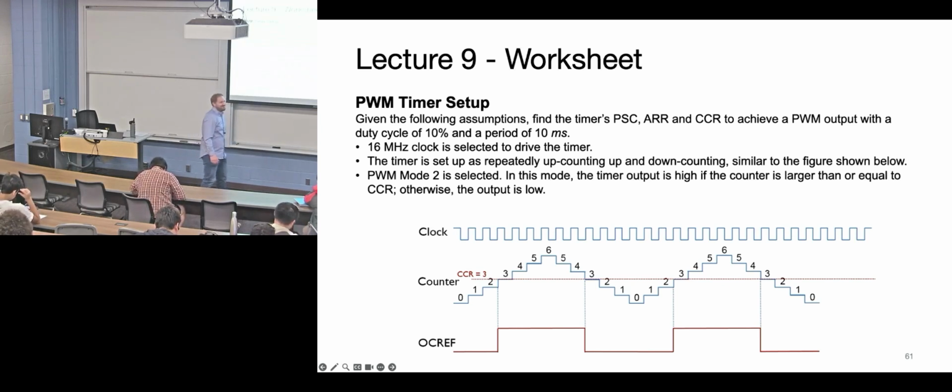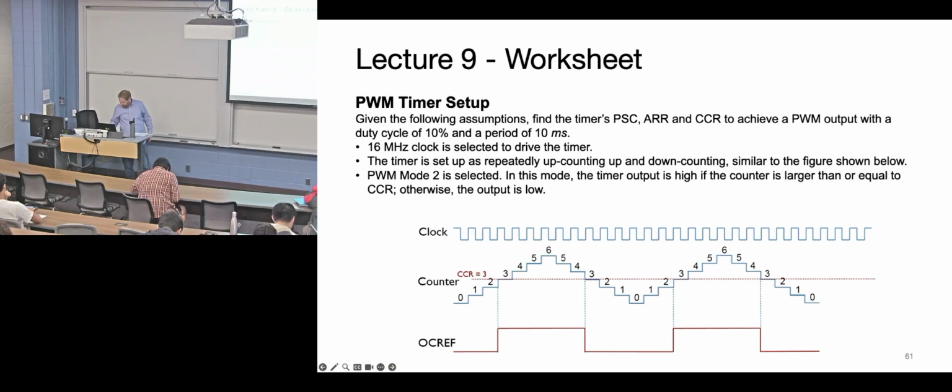What is ARR? What is PSC? Prescaler. What's CCR? That's the capture compare, where the line is. Great. Okay, so what is prescale? Prescale to make it slower.